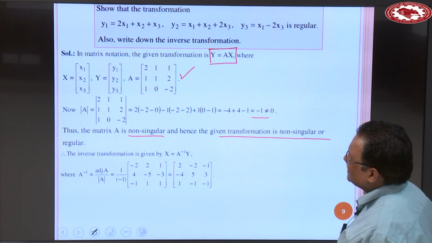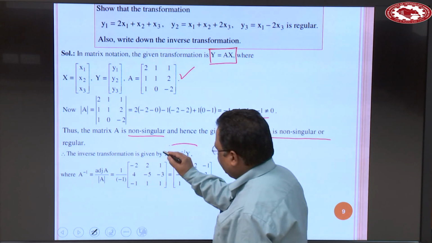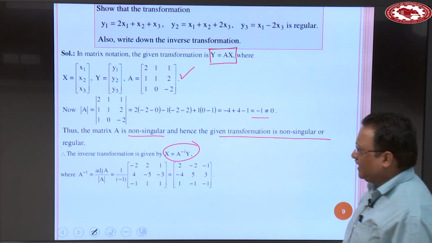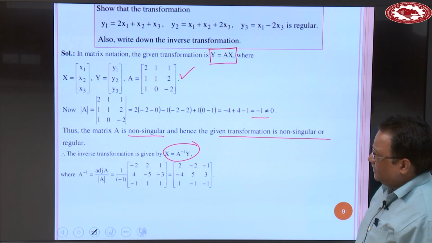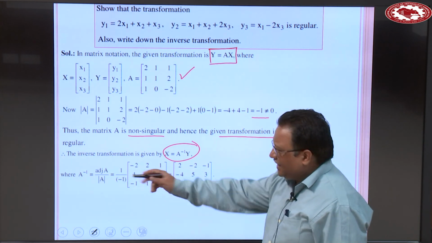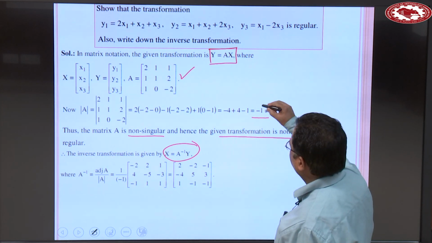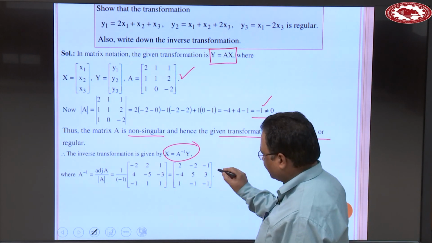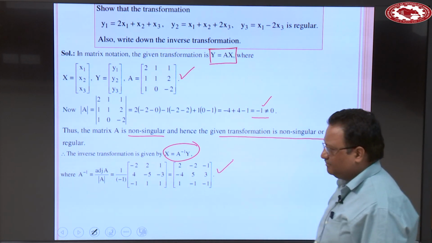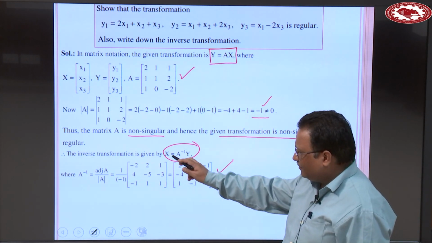Now, the second part is to write down the inverse transformation, and we can evaluate the inverse transformation by using x is equal to A inverse y. Calculate A inverse: A inverse is adjoint A over determinant A, and determinant A we have evaluated as minus 1. Write adjoint A and solve, and we get A inverse. Clear? So we have now given A inverse, we know y, we know x.